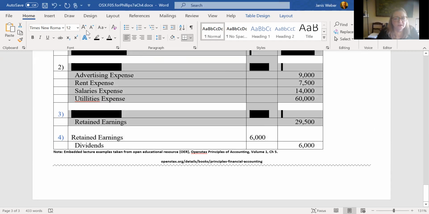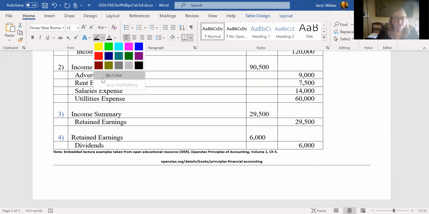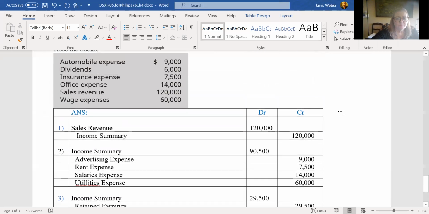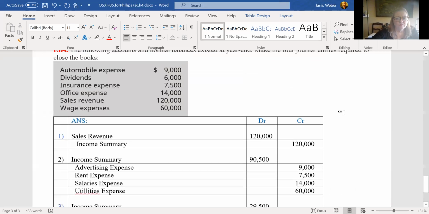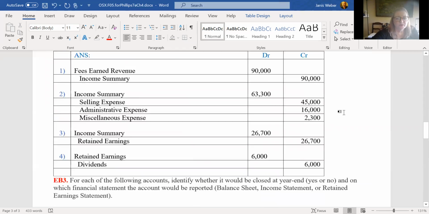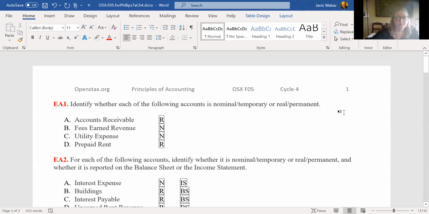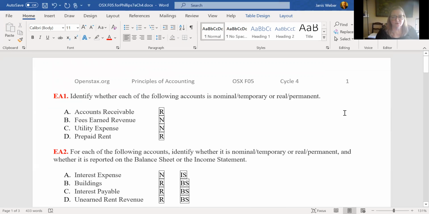We'll put these all back to right. And that is all. This is coming from the OpenStax chapter 5 end of chapter material. This one is EB4. Let's see what the other one was. EA5. Okay. They had the same amount of dividend. I just had to check and make sure they weren't the same. Okay, so that's got it. And we will come back with another chapter later.